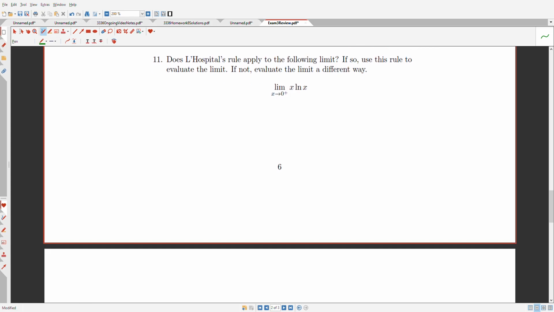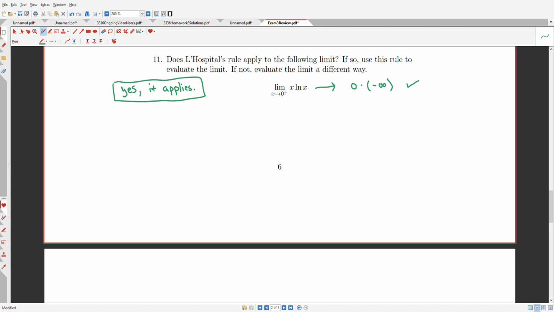Okay, so number 11 asks us to think about the limit as x goes to 0 from the right of x times natural log x. If you plug in 0, you get 0 times the natural log of 0, which is negative infinity. And this is a form that L'Hopital's rule can handle. So part of our answer is yes, the rule applies. That's definitely part of our answer to this question.